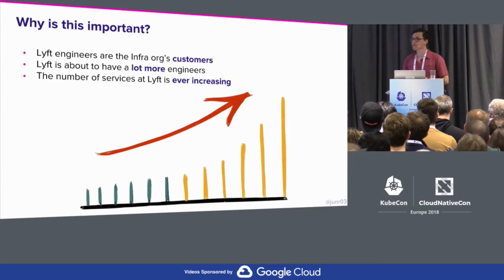And also, the number of services at Lyft is growing. So we're going from a couple hundred services to maybe double that. And so the complexity of our distributed system is really increasing.